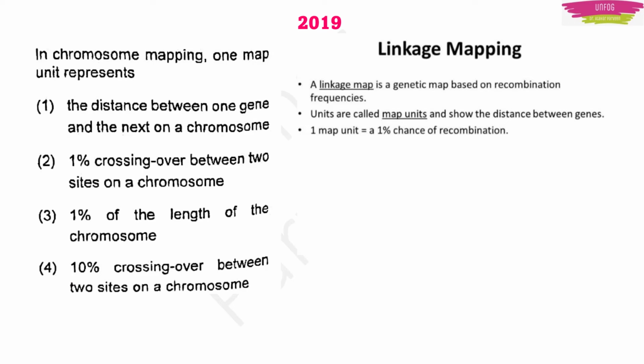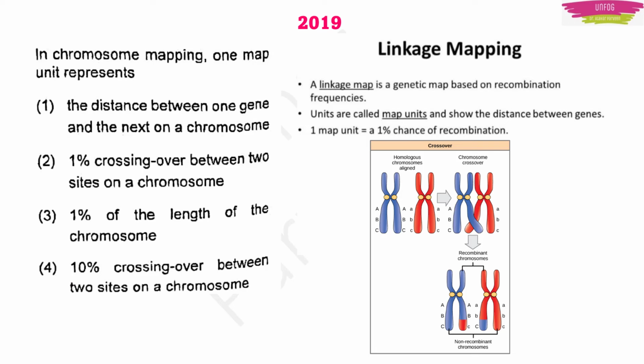Okay. A linkage map is a genetic map which is based on the frequencies of recombination. These units are called map units, and they are showing the distance between each gene. Here one map unit will be equal to 1% chance of recombination. Here you can see how homologous chromosomes are aligned, and then how chromosome crossover is happening, then recombinant chromosomes and non-recombinant chromosomes. So here the answer to the question will be 1% crossing over between two sites on a chromosome is what we call one map unit in chromosome mapping.